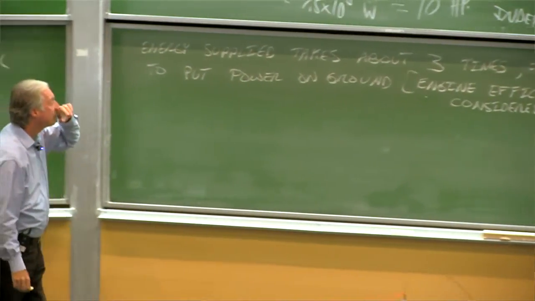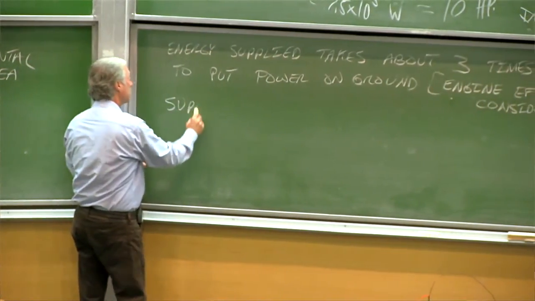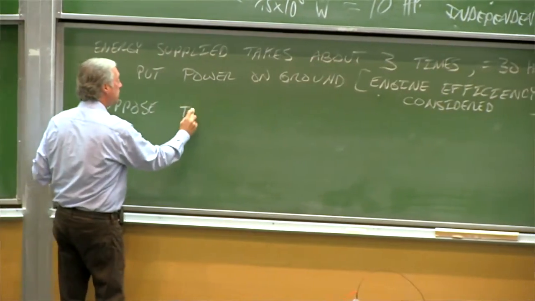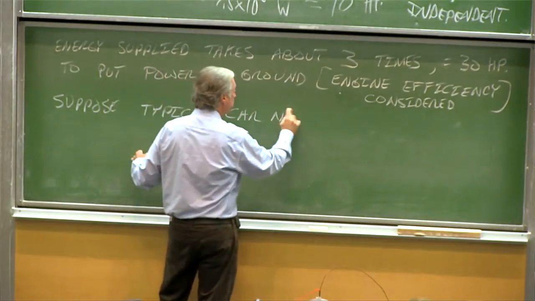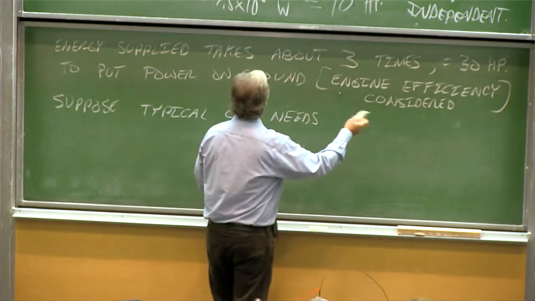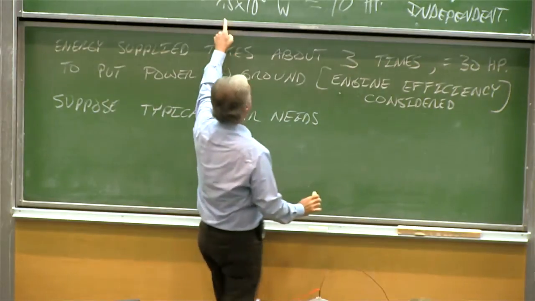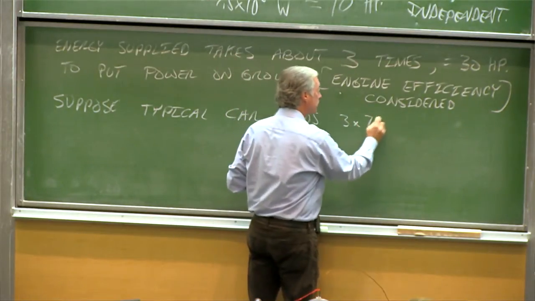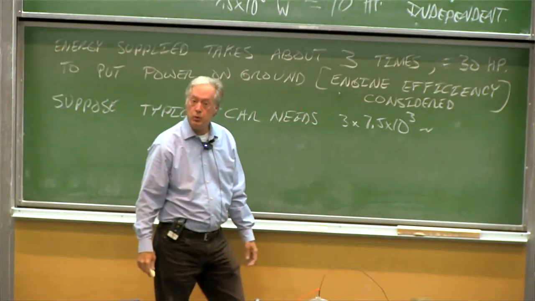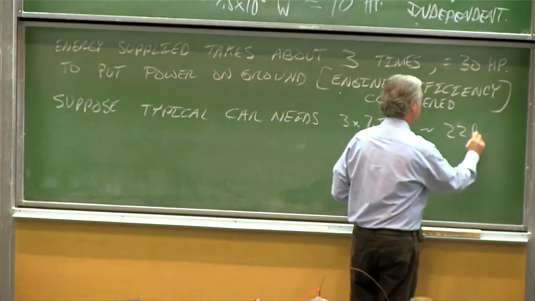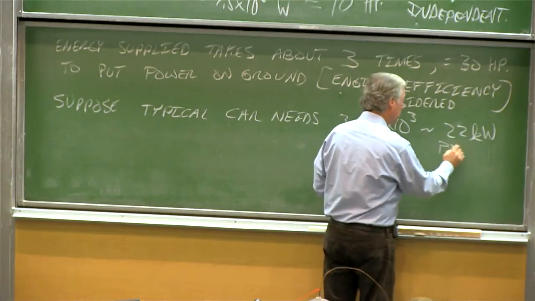Okay. Let's suppose then a typical car needs 3 times 7.5 times 10 cubed, which is about 22 kilowatts. Kilowatts in energy consumption, power consumed.